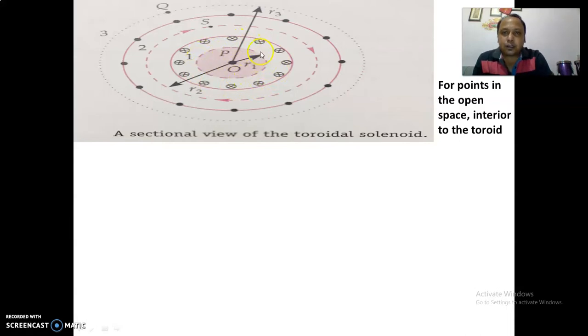The first one, where the point is in the interior of the toroid, has radius R1. For a point which is inside the toroid, the Amperian loop is given by 2, and its radius is R2. For the third point, which is outside, that is the exterior of the toroid, the Amperian loop has a radius R3. So the first condition: we are taking the point in the interior of the toroid.